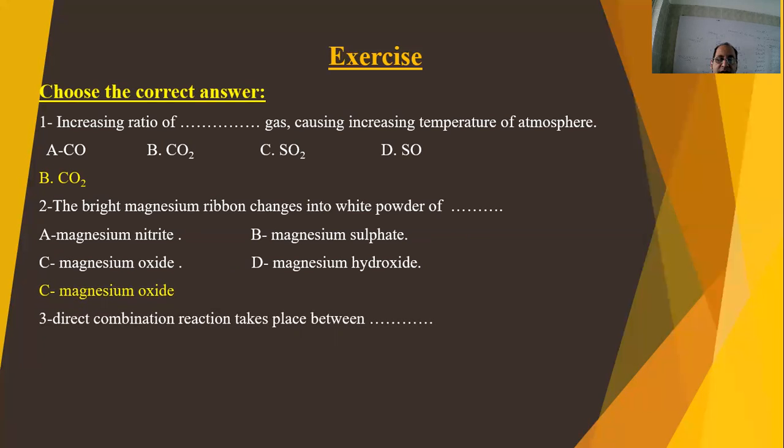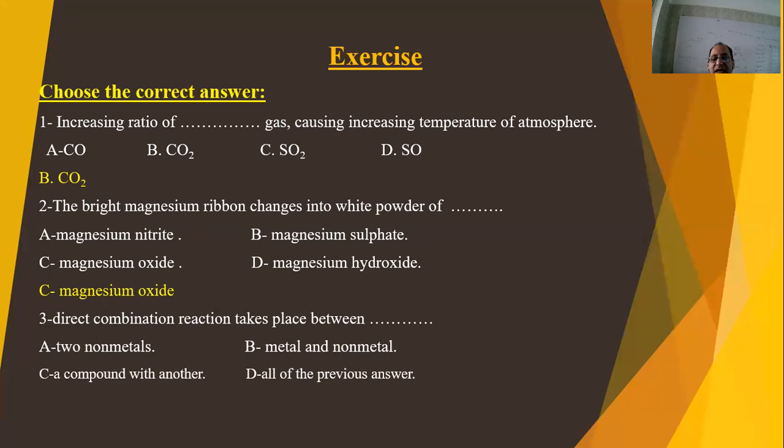Direct combination reaction may take place between two nonmetals. Yes, like C plus O2 equals CO2. Metal and non-metal like magnesium, Mg plus O2, gives 2MgO. And also a compound with another like ammonia, NH3 plus HCl, which is hydrochloric acid. The result is going to be NH4Cl or ammonium chloride compound. This compound to give compound. So all of them is possible. So the answer is going to be all the previous answers.